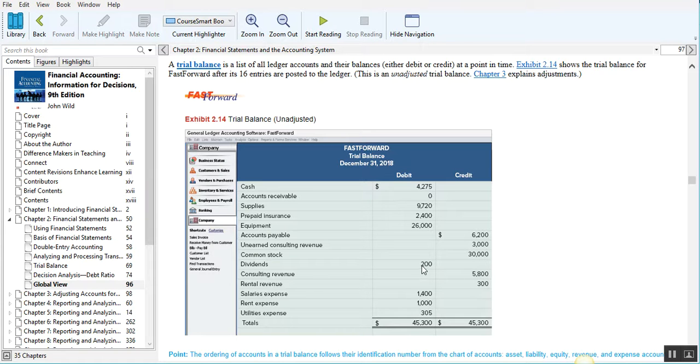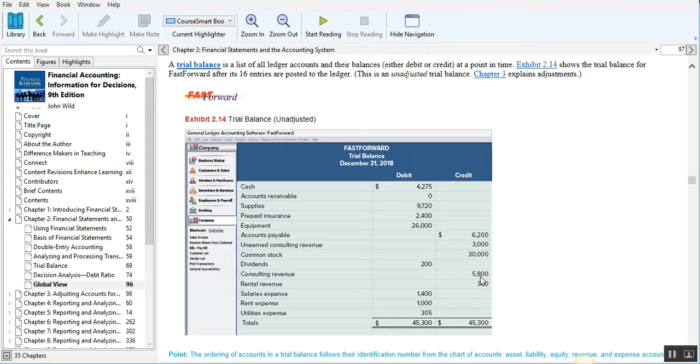These are the credits. The debits over here are going to be things like dividends and expenses. You notice in the credit column, you're going to have the payables, which are liabilities. You're going to have common stock, which is equity.